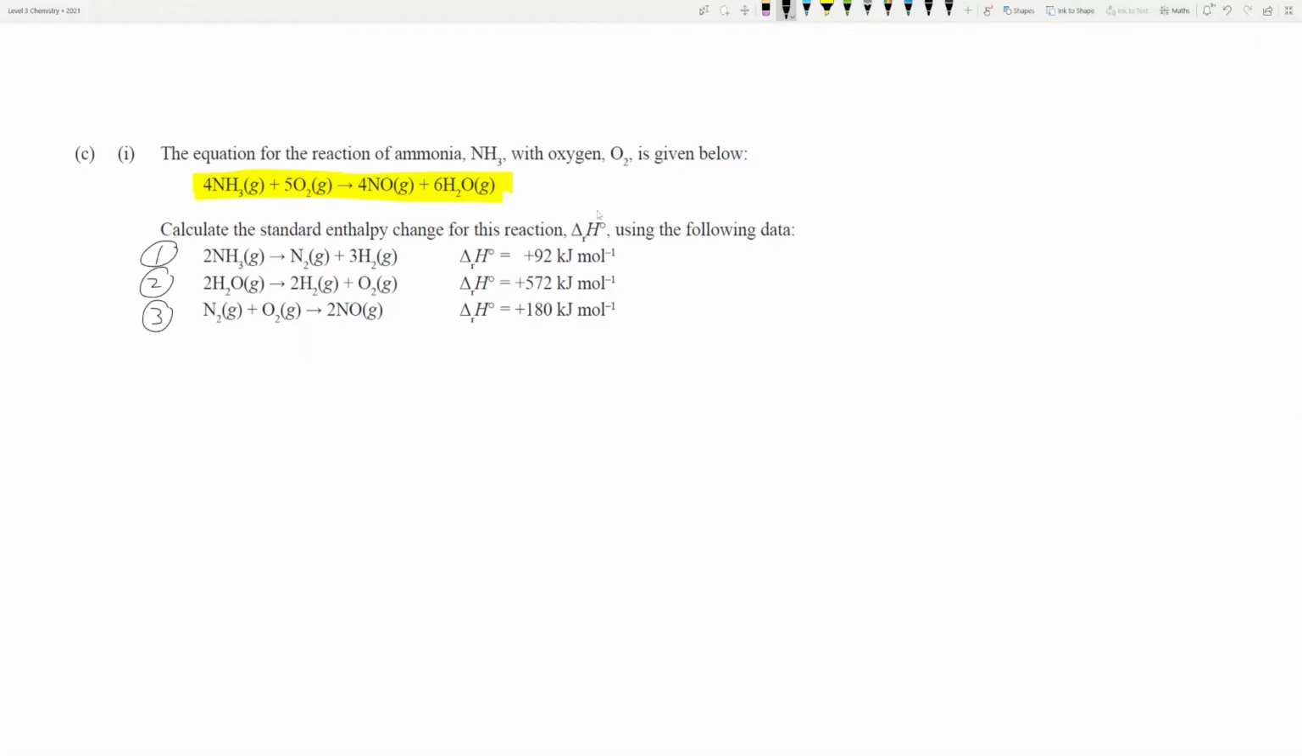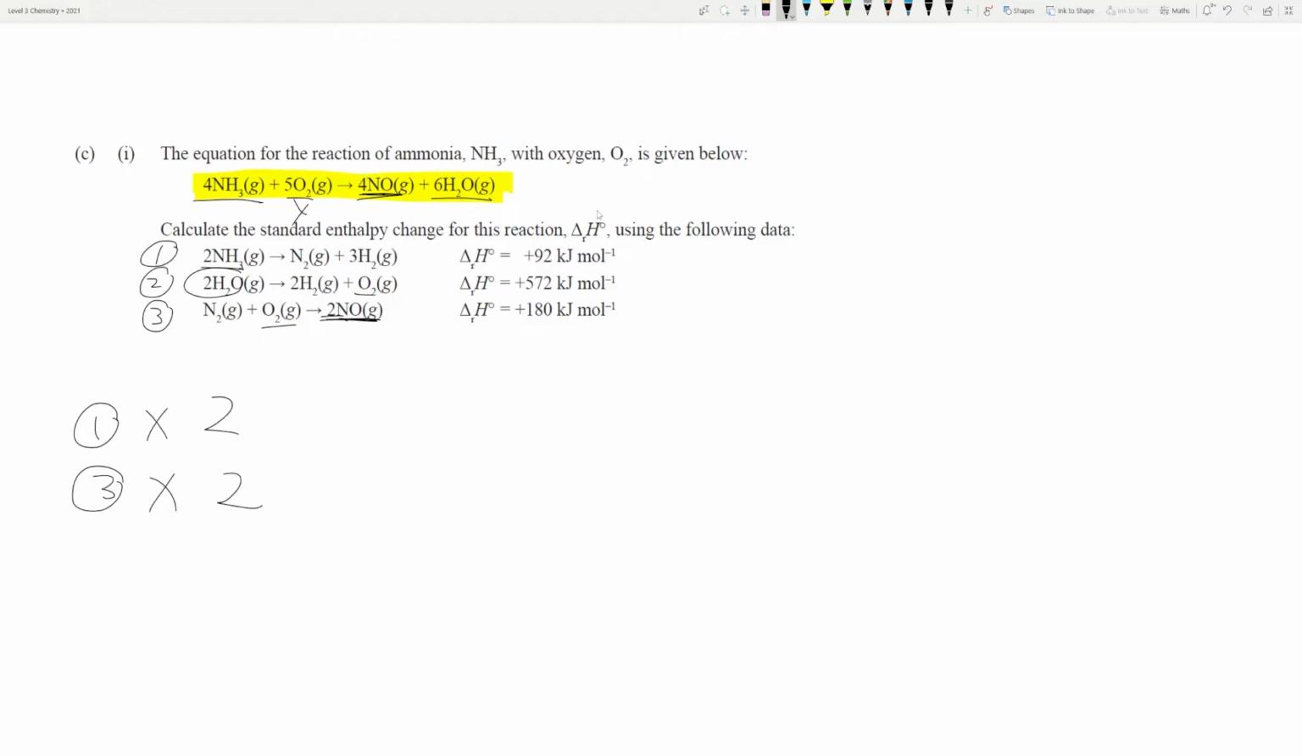What we're trying to do is have 4 NH3. As you can clearly see, this is the only one that has NH3, so I'm going to multiply the first one by 2. Now you can see there's O2 here and O2 here, so don't do that one, do that one at the end. Now we need 4 NO, nitrogen oxide, which is right there. This is the only one that has NO, so I'm going to multiply number 3 by 2 to give me the 4 NO from 2 NO. And then I need 6 water on the right-hand side.